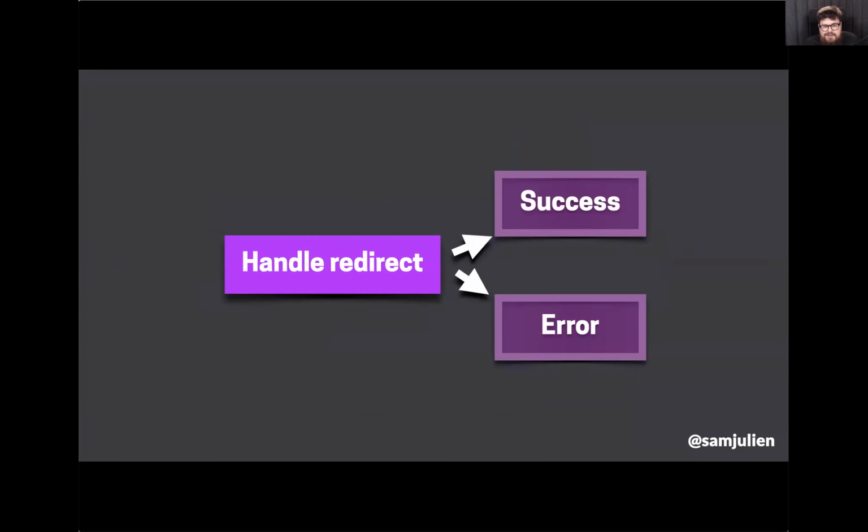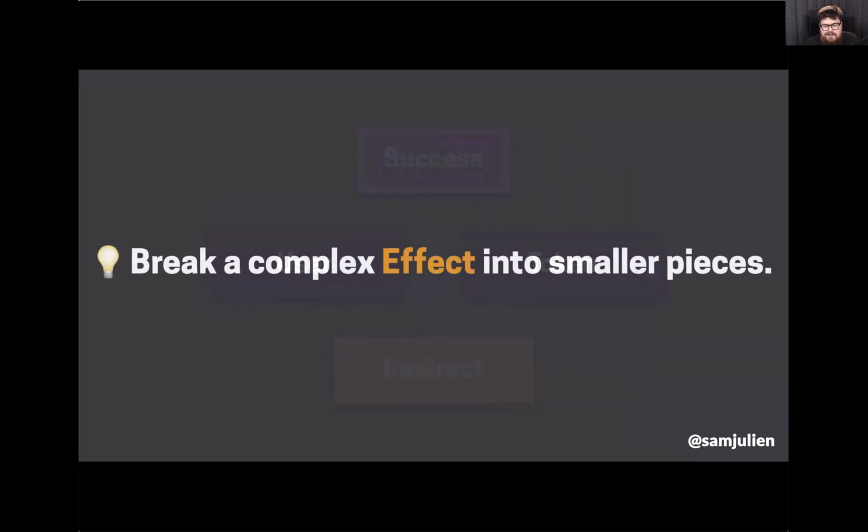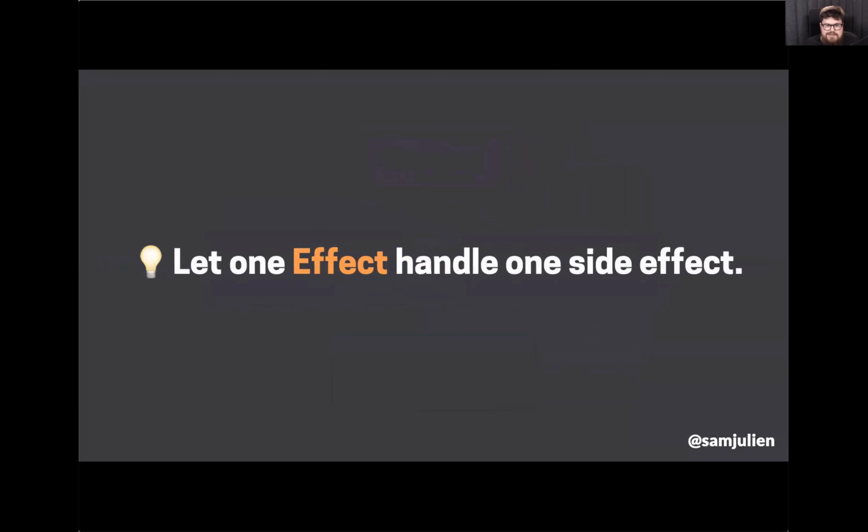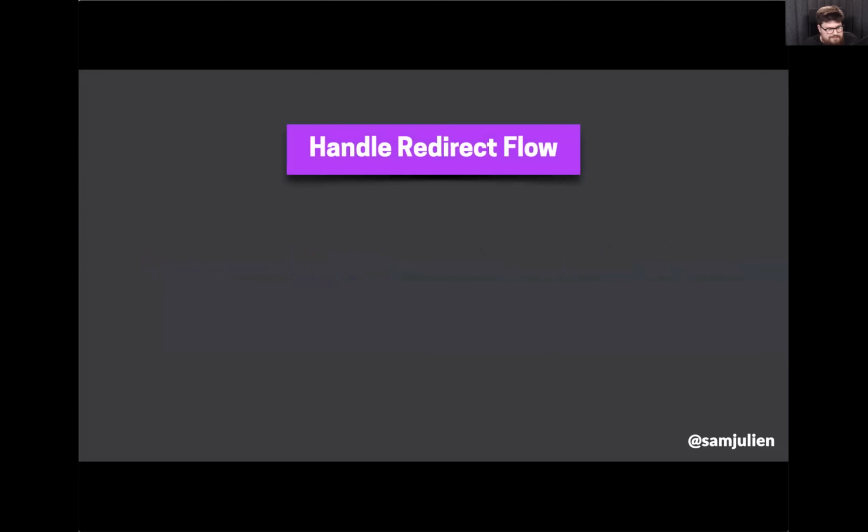If you think about it, handling the redirect itself is actually already a side effect because we're calling out to another service and expecting some sort of result that doesn't affect our state. So we need two different effects here, and we need to break it into smaller pieces. In general, what you want to do is let one effect handle one side effect. Typically what people tend to do in the beginning with NgRx is they try to cram multiple things into one effect. And that's where things get complicated and people tend to have trouble.